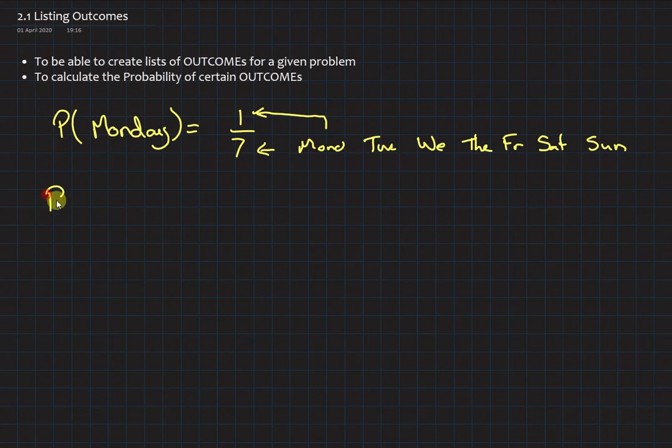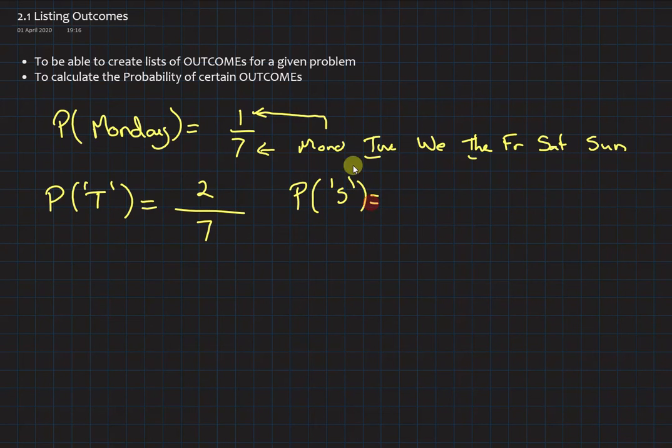What's the probability a day begins with Tuesday, the T? So again, list the outcomes. We've got 7 outcomes. And how many of them begin with T? 2. Tuesday and Thursday. So that would be a probability of 2 out of 7. Similarly, probability beginning with an S is going to be again 2, Saturday and Sunday, so it's 2 from the 7. Probability a day begins with a P. Well, none of them begin with a P, so 0 out of 7 or just 0.